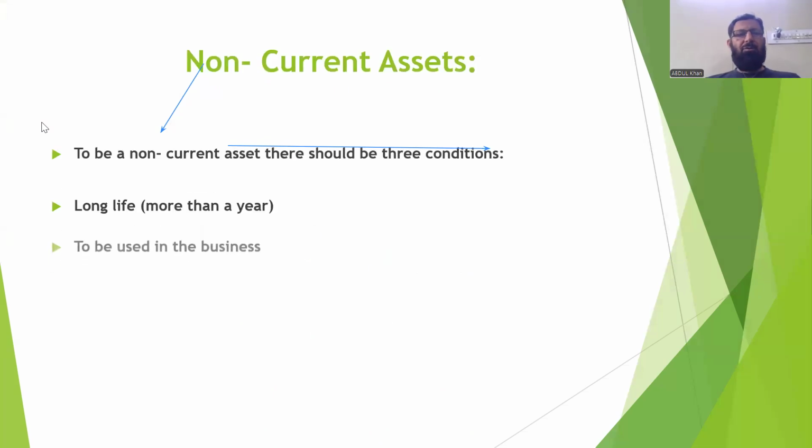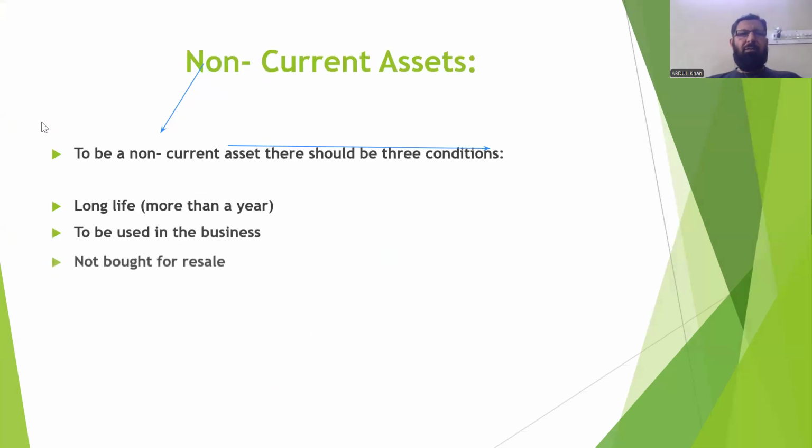So non-current asset, you know what is a non-current asset? There have to be three conditions to call it a fixed asset. Otherwise, it's not a fixed asset, right? We already discussed it. There should be a long life. There should be use in the business and it is not bought for resale. Remember, when you buy anything for resale, it is not considered a fixed asset. It is considered inventory, stock or goods.